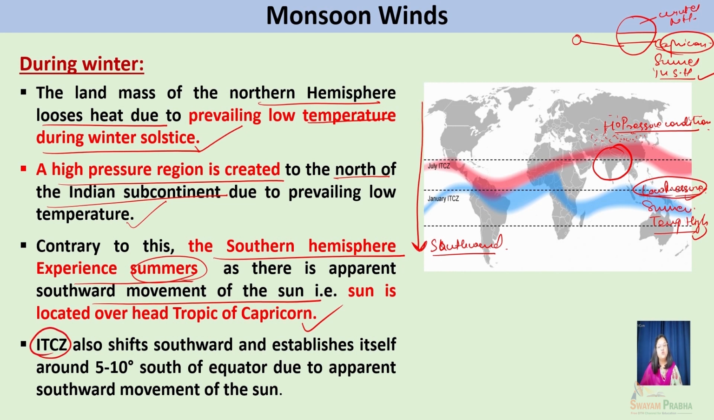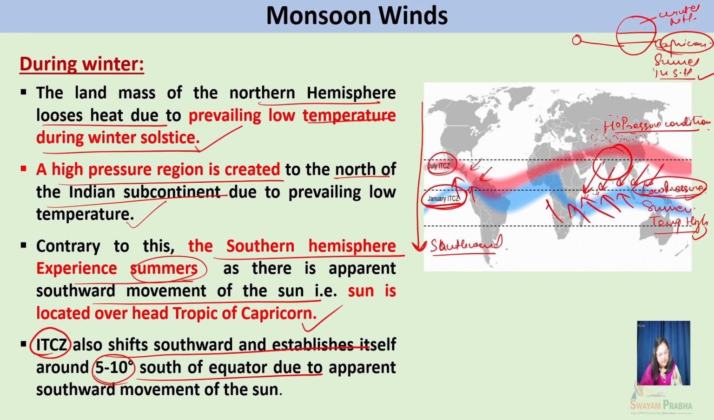We have already discussed what is intertropical convergence zone. It is the convergence zone where the trade winds converge in the lower tropical areas. So the ITCZ also shifts southward. You can see the position of January ITCZ. It is somewhere located just south of the geographical equator. The ITCZ establishes itself somewhere around 5 to 10 degrees south of the equator due to the apparent southward movement of the sun. All the trade winds which were earlier merging in this location, now they are merging in this location.